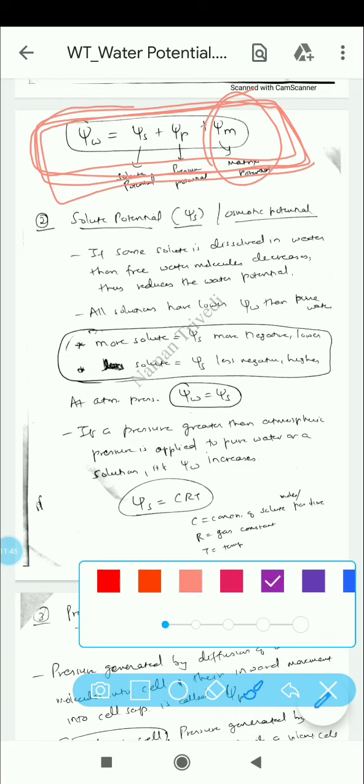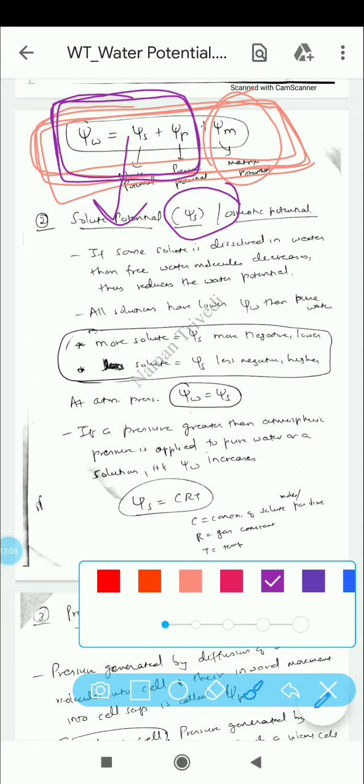Now, matric potential, psi m, is considered for seeds, and it is not part of your syllabus. Your textbook only mentions that psi W is equal to psi s plus psi p. That is, water potential is equal to solute potential plus pressure potential. So this brings us to discuss solute potential, or psi s.